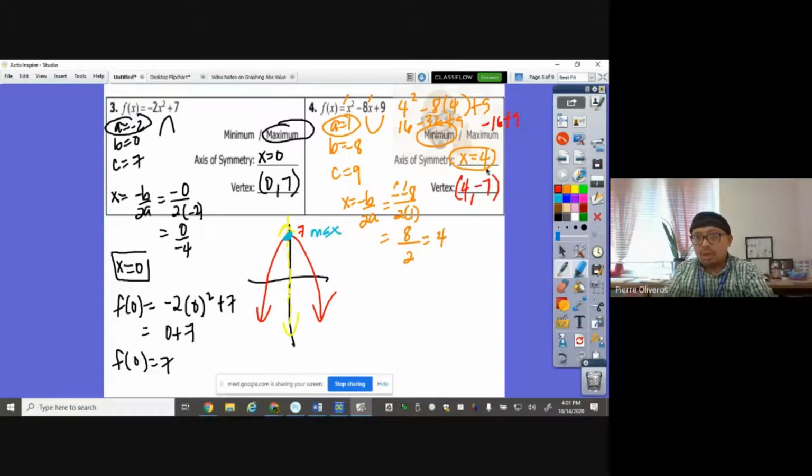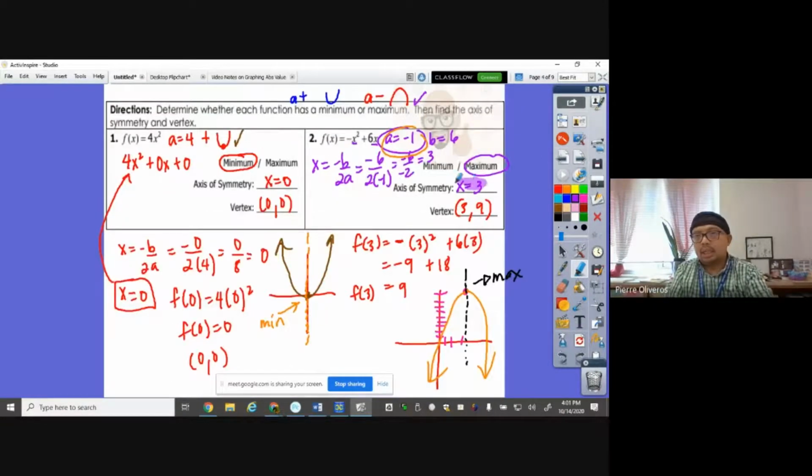If you notice, whatever your axis of symmetry is the same thing as the x coordinate of your vertex. If it's 0, that's also 0 there. And if the axis of symmetry is 3, the x coordinate is also 3 over here.